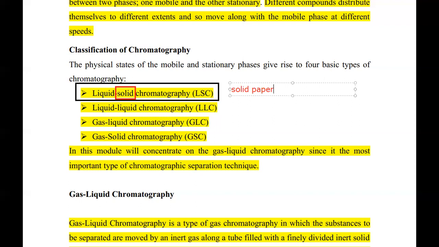If the stationary phase you use is a paper, we're going to call it paper chromatography. Of course, knowing that a solvent has to be there as a mobile phase, it's going to be called paper chromatography.